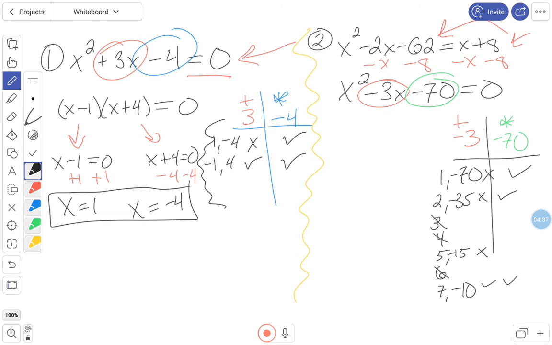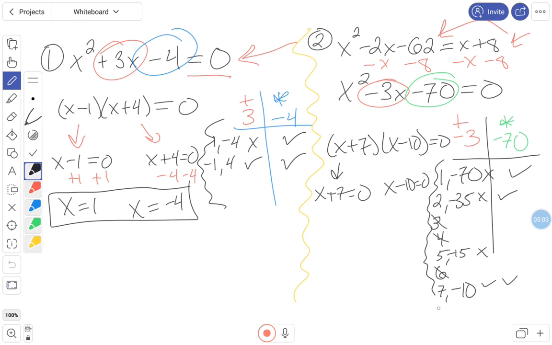Now here's the biggest mistake I see each year, is someone will say, oh, okay, there's my two answers. Oh, be very, very careful of that. Come back up here and remember to do your x plus 7 and x minus 10 equaling 0. Two equations, x plus 7 equals 0. X minus 10 equals 0. Sorry about crowding on my work.